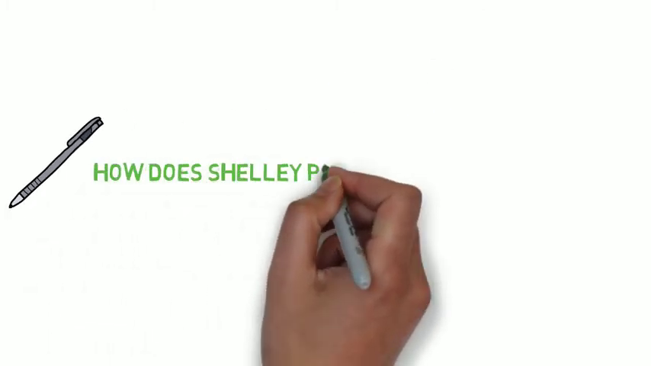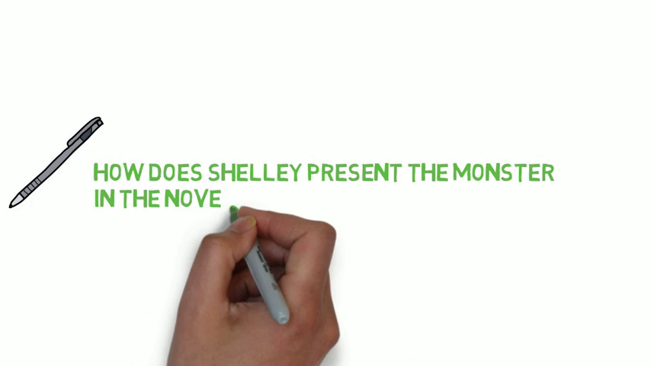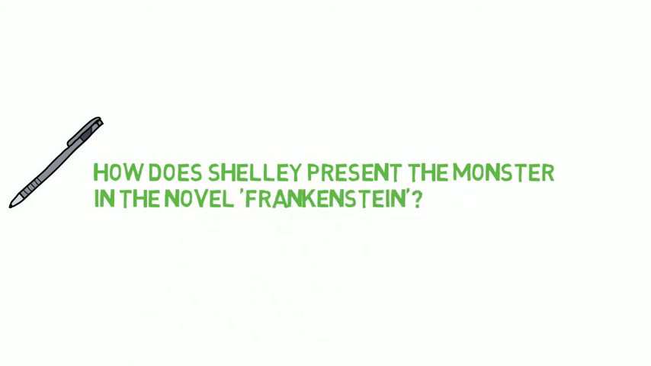Why not review your learning in this video by attempting to answer this question? It'd be a 30-mark question just like in the exam. How does Shelley present the character of the monster in the novel Frankenstein? You could use some of the quotations that I gave you earlier, and you could try and link it to other places in the story that you're aware of or that you can remember.